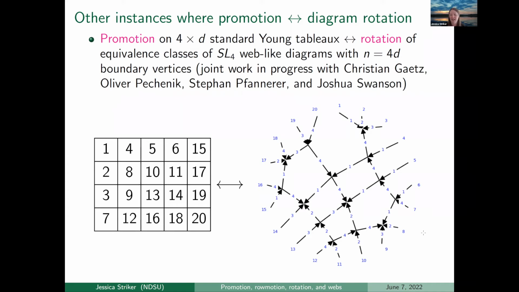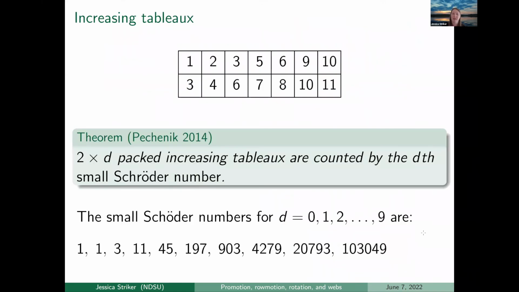And I'd like to end this talk with one last example where we actually have all 4 things: promotion, rowmotion, rotation, and webs. So I'll start with something that looks very similar to our beginning slide, except you'll notice a few important differences. Namely, this is not a standard Young tableau. This is an increasing tableau. And so we can have more than one of a number. So notice there are 2 3s, 2 10s, etc. So in 2014, Pechenik showed that 2-row rectangular increasing tableaux.